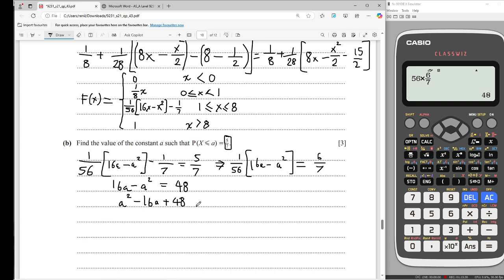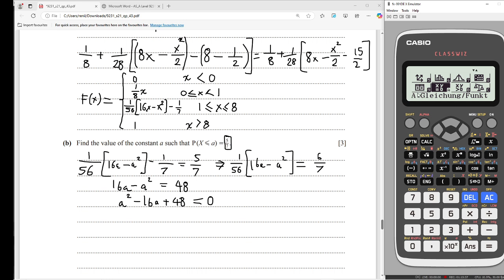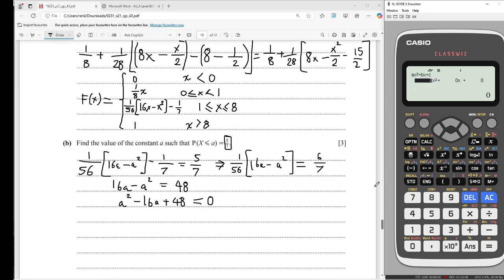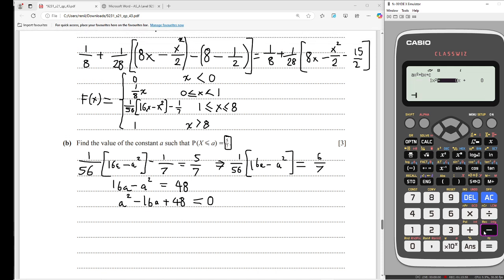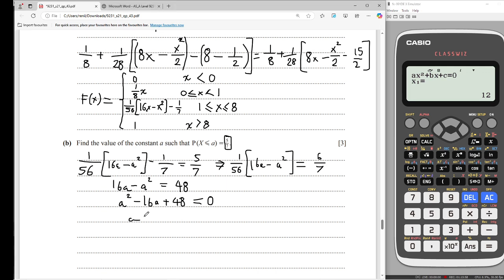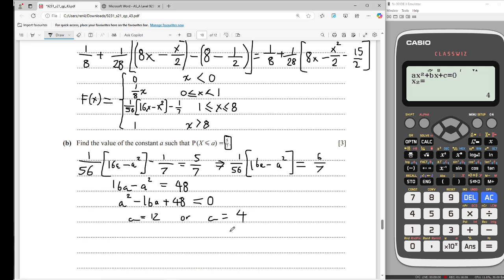Okay, now to solve for this, I'm not going to be solving it directly like that because that is going to consume a lot of time. So I'm going to go menu and then going to go to this right here. It's going to show equation slash function, but this is in German, where this is simultaneous equation or polynomials. We want polynomials of degree 2. So 1 is the coefficient of a squared, negative 16, and finally 48. So a equals 12 or a is equal to 4.